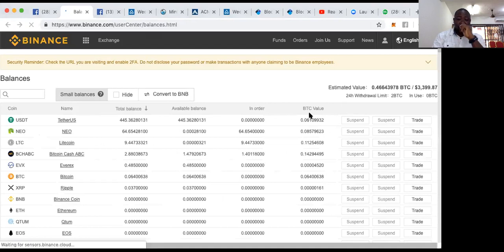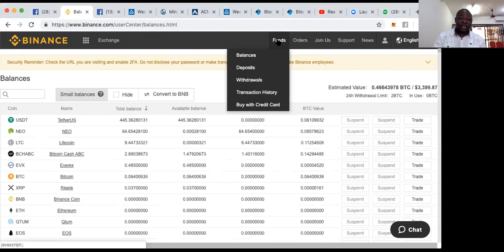All right, so this account now is showing this, and you can see it shows the balance, the estimated value in BTC, and the value in dollars. If you look at this account, it has about 0.466 Bitcoin. That's about $3,399. It's actually fluctuating. So basically, you have seen here, you open your account, then you should know where to go to fund the account.